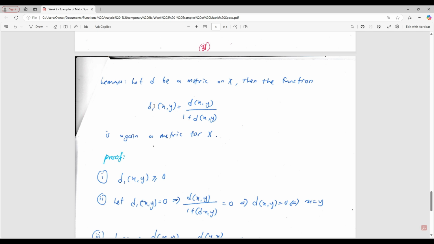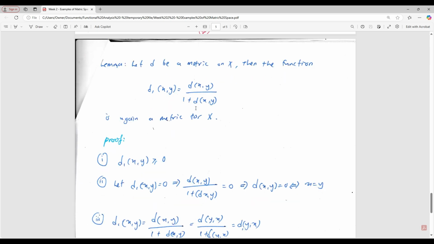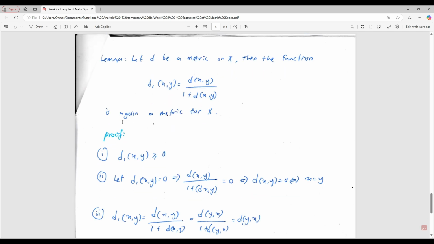So this is the new function we define, D1. So based on the given matrix D here, from the beginning we already know that D already satisfies what we call the matrix space. So it means that D here satisfies all four conditions. So now we are going to show that the matrix given or defined in this way is again a matrix.